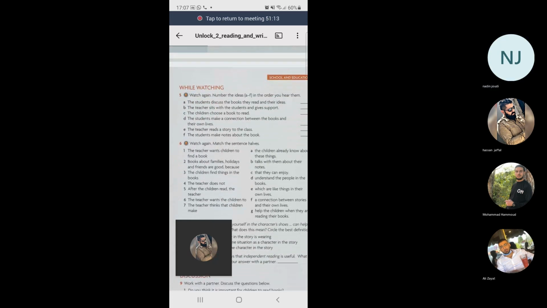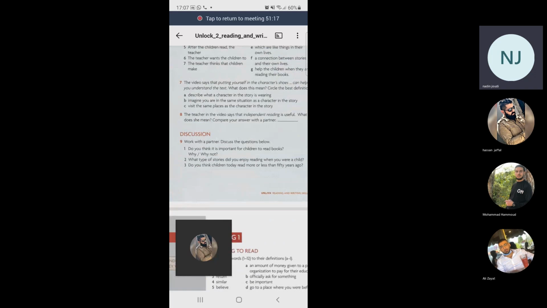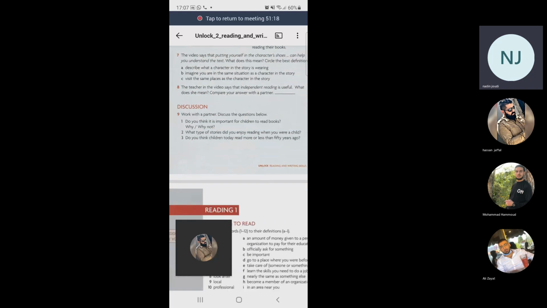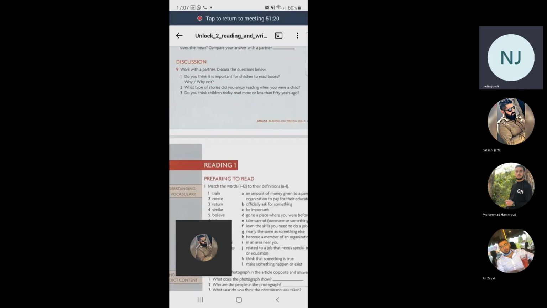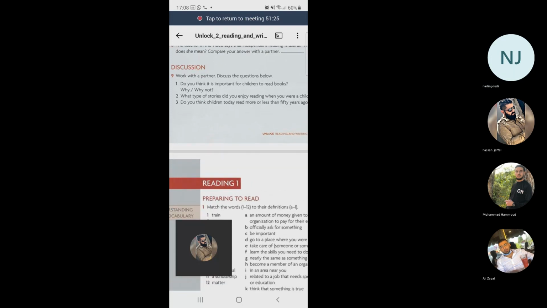And this is Unit 3. Let's try to answer these questions in the discussion part. Work with a partner, discuss the questions below. You have to check with your partner. For example, two students, now you talk with each other. You have to answer these 3 questions.